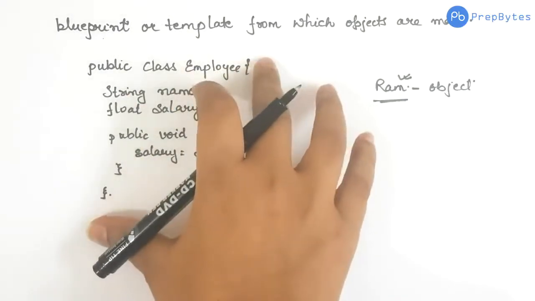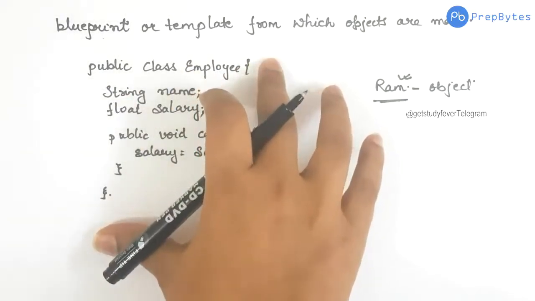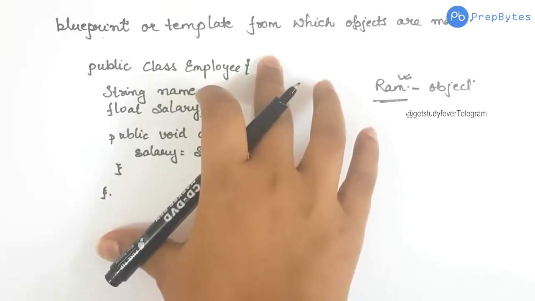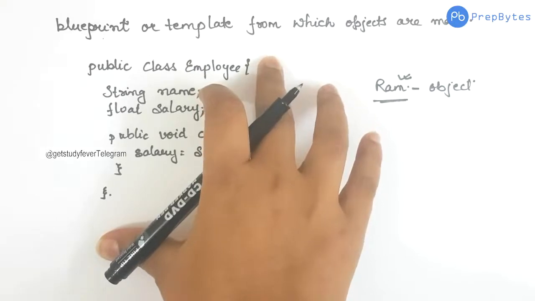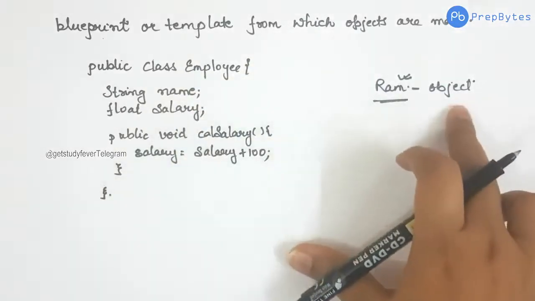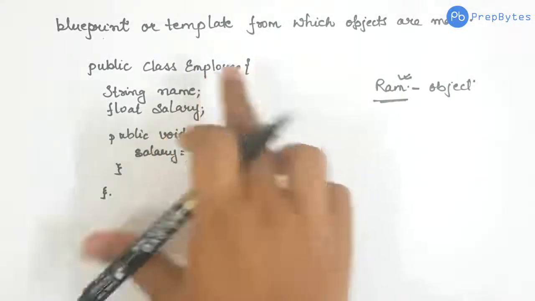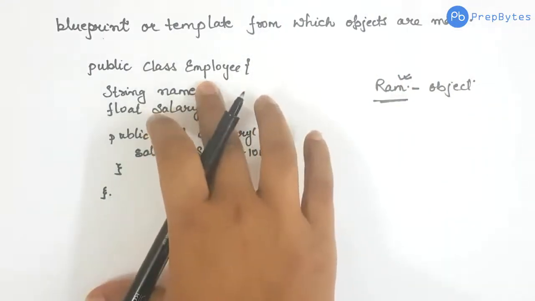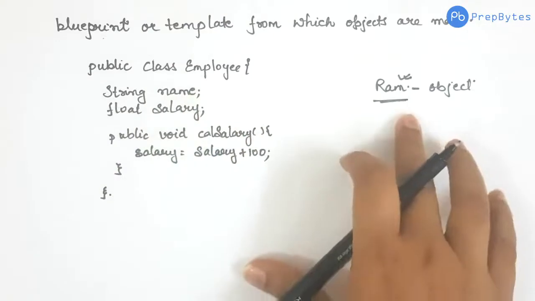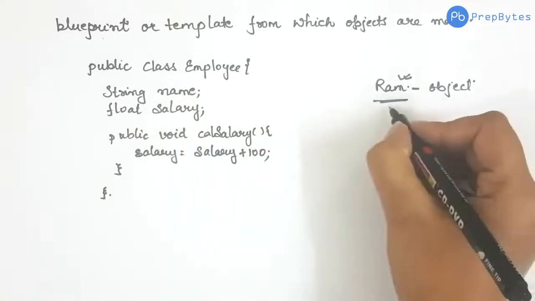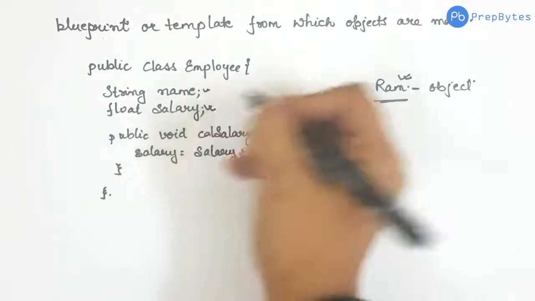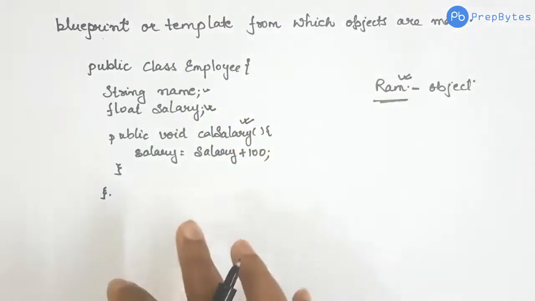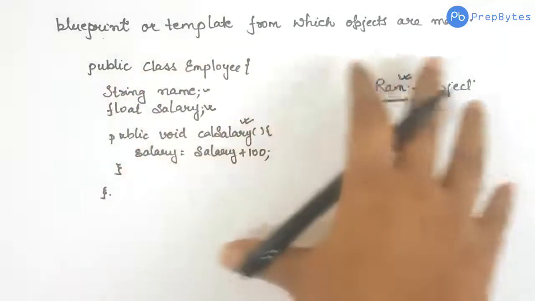Class only defines that these things should be there. So these are the features, these are the variables, and the actual existence of someone having those features is an object. So here employee is a class and Ram is the object. Employee does not exist. It's just a blueprint, but Ram exists in real life. Ram will have its name, salary, and there will be a method to calculate salary of Ram. So that is the main difference between classes and objects.